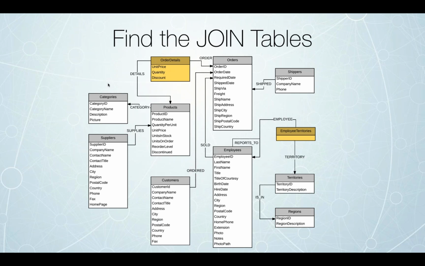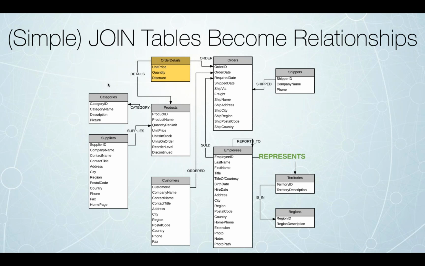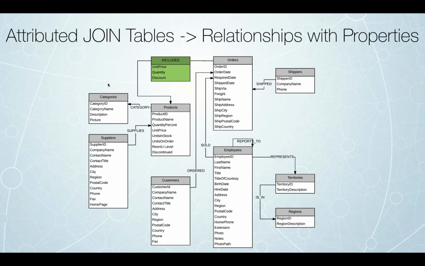The next thing we do is find the join tables. Here we have an order details join table, and we have an employee territories join table that's joining employees to the territories that they're responsible for. Our simple join tables just become relationships. So here we have an employee represents some territory relationship. And join tables with attributes become relationships with properties. So we have an order that includes some product, and we're storing the unit price, quantity, and any discount that we have for that product as a property on that relationship.